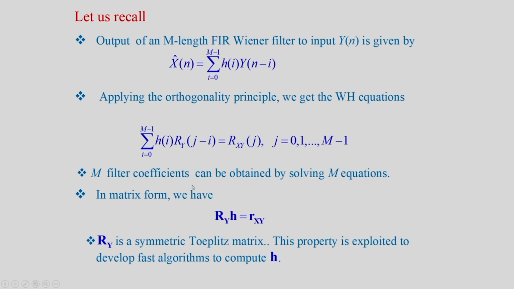In matrix form, we write R_y matrix times H vector is equal to r_xy vector. This R_y is the correlation matrix, H is the filter coefficient vector, and this is the cross correlation vector. And we also noted that R_y is a symmetric Toeplitz matrix. This property is exploited to develop fast algorithms to compute H.